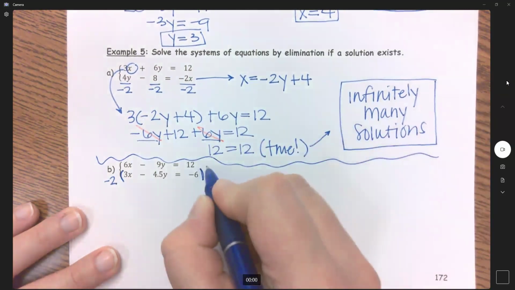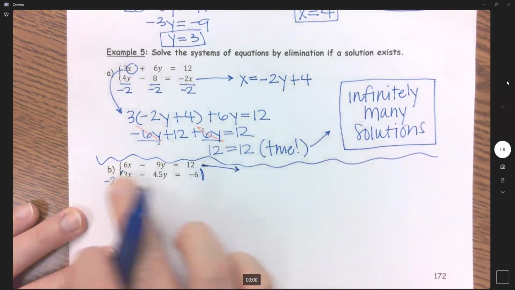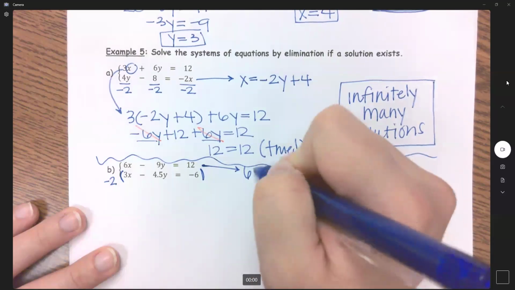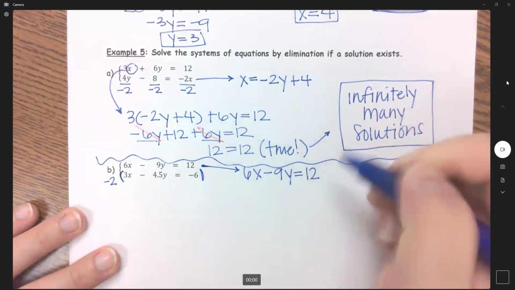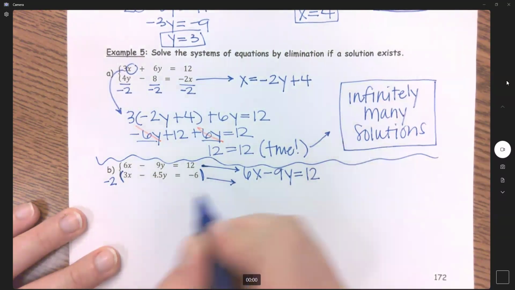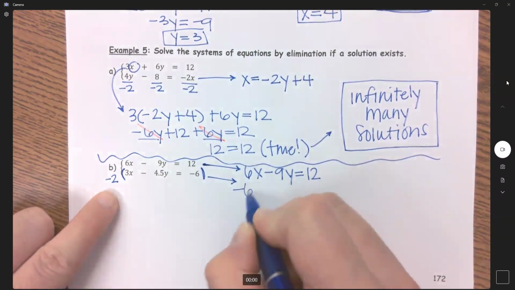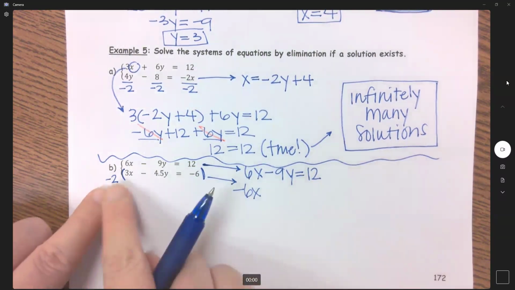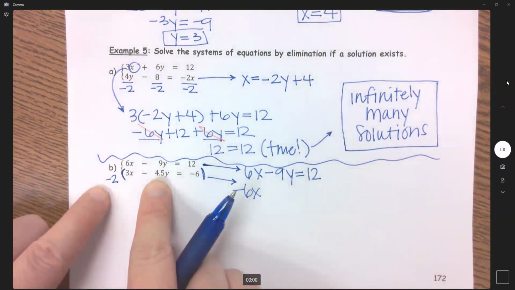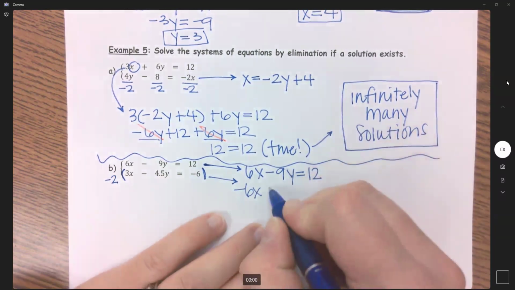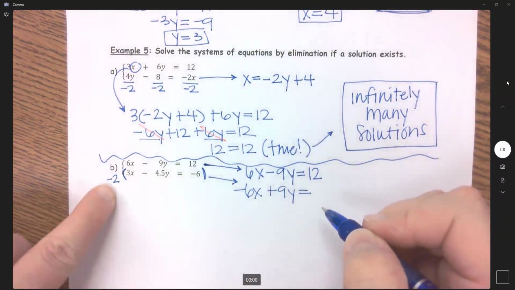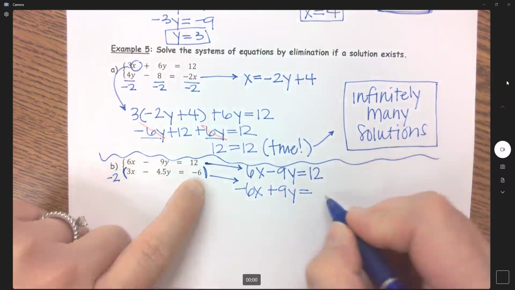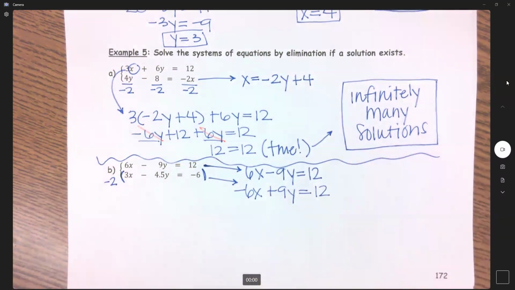This top equation, I'm just going to rewrite. And then this bottom equation will become now -6x. Negative times negative is positive. 2 times 4.5 is a +9y. And -2 times -6 is a +12.